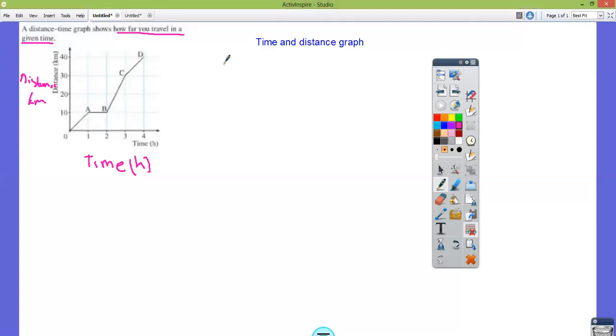Now there is a relation between time and distance. It is called speed. The result of the relation between time and distance is speed. What are we going to say here? Total distance over what? Total time, or time taken, no problem.